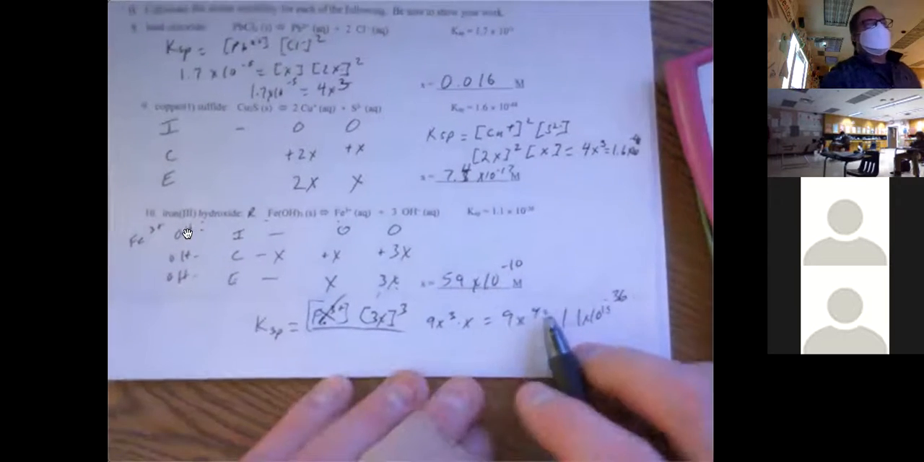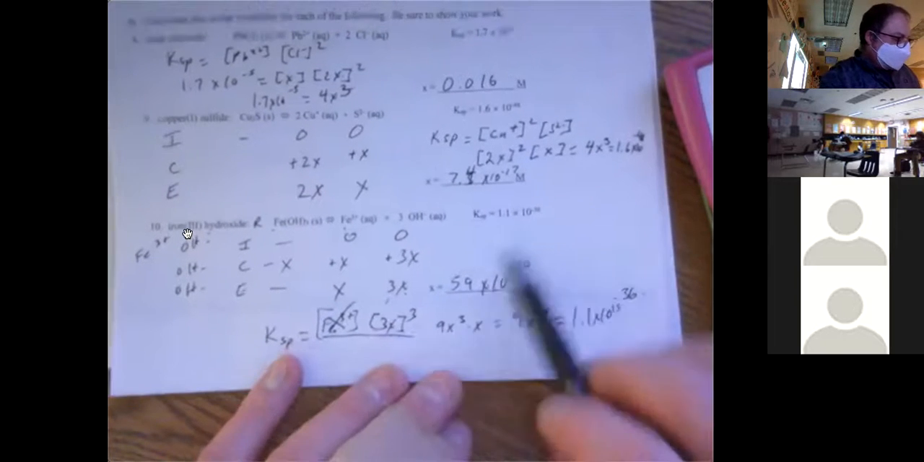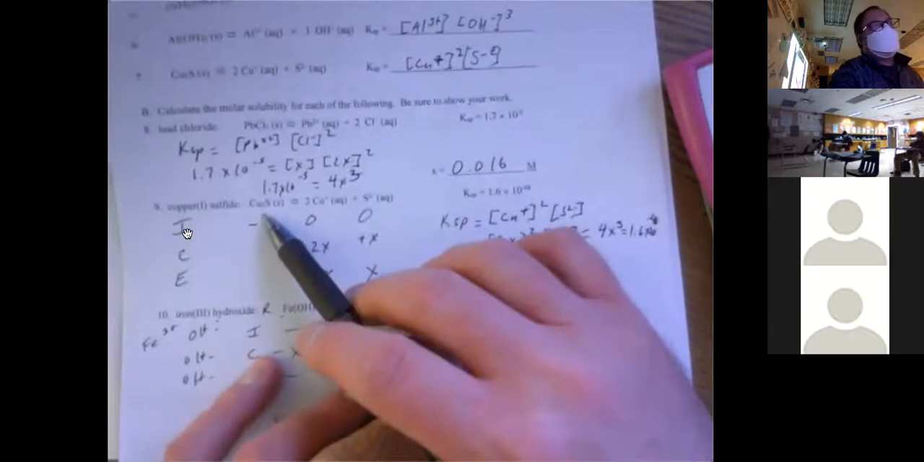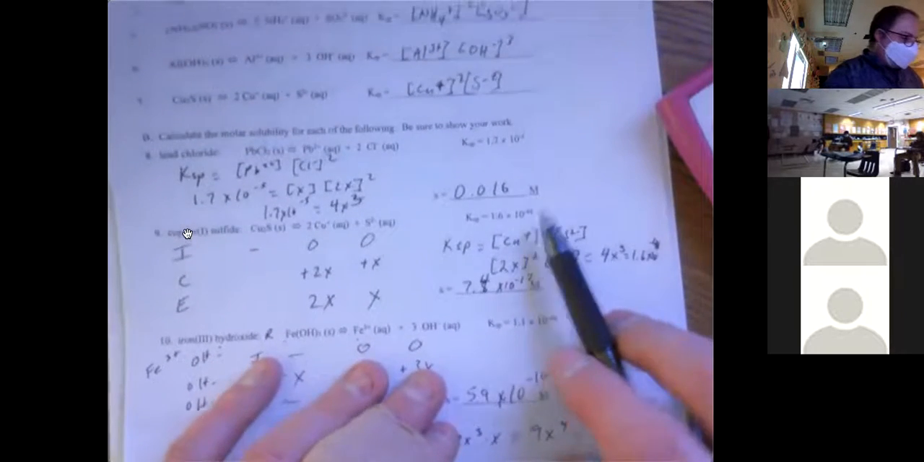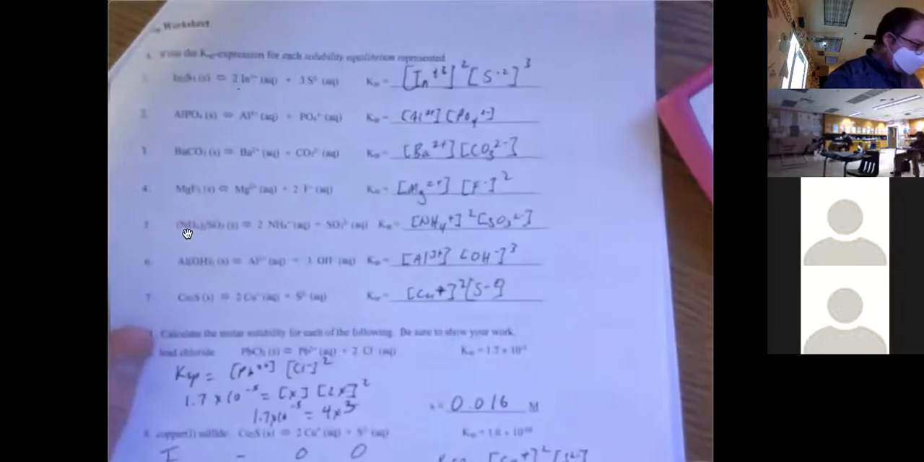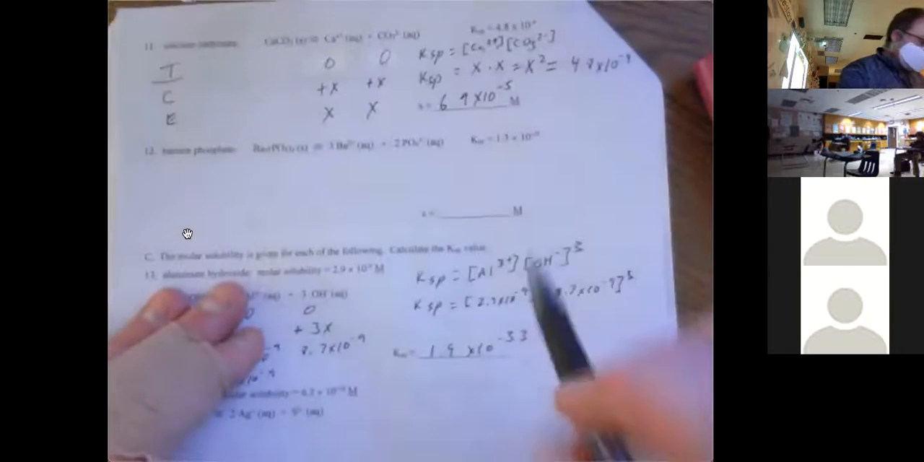As our molar solubility. Again, we know that iron hydroxide is not readily soluble, just like apparently copper sulfide. Even this lead chloride, not readily soluble. Is there any that are readily soluble? Yeah, none of these are really very soluble.